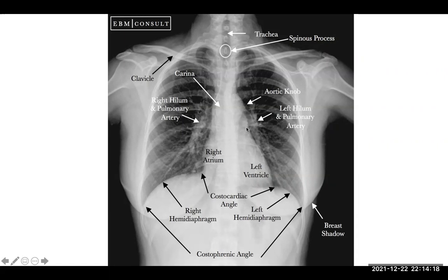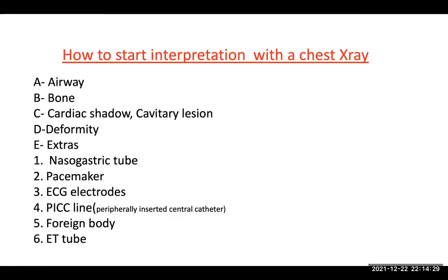When we look at an X-ray, we go chronologically so that we don't miss any changes or any pathology. This is one formula you can follow when you interpret an X-ray: A, B, C, D, E. A means airway, you look at the airway. Then B, the bony changes, whether there is any fracture or deformity present. Then C for the cardiac shadow and cavity lesions. So we look for cardiac enlargement, any valvular change, or any cavity lesion in the lungs.